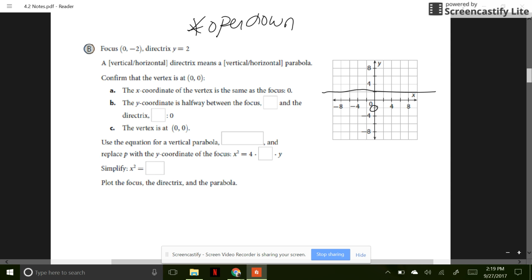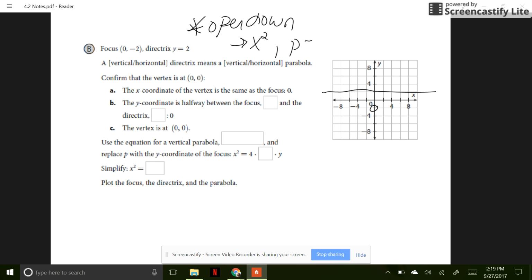Once I know it's opening down, that's telling me it's going to be the x squared term, because an upper downer is our y equals x squared portions. And because it's opening down, that means, again, that P is going to be negative. So this is going to be a horizontal directrix. Means that it's a vertical parabola. That's what it means when it opens down.